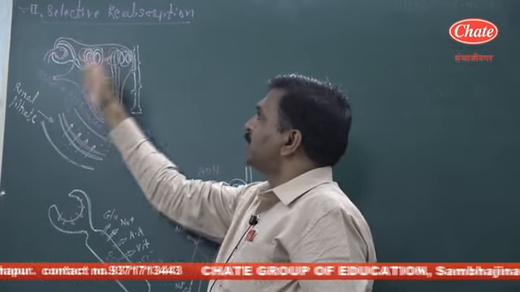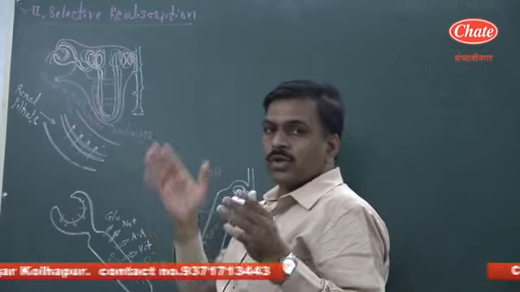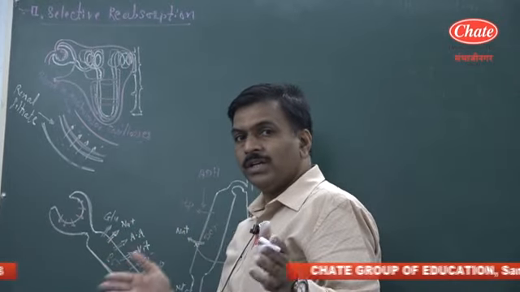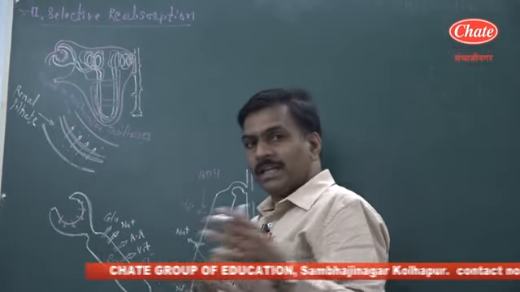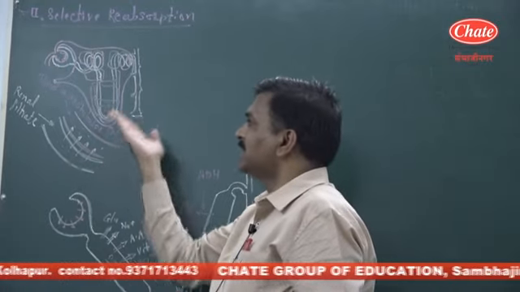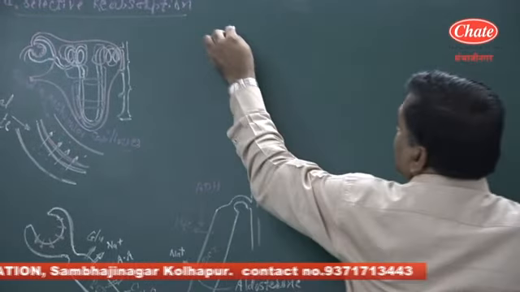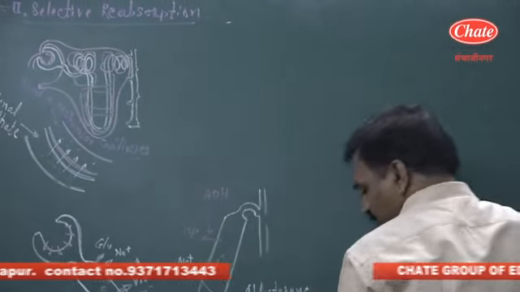Re means again, absorption. So reabsorption, selective reabsorption. Why is the word selective used? Because non-essential components do not get reabsorbed back. They are eliminated as waste. Only selected essential substances get reabsorbed. So concentrate on the substances present in the blood.